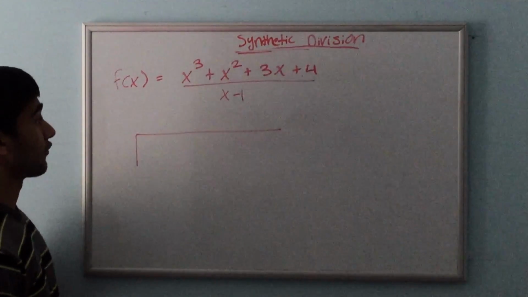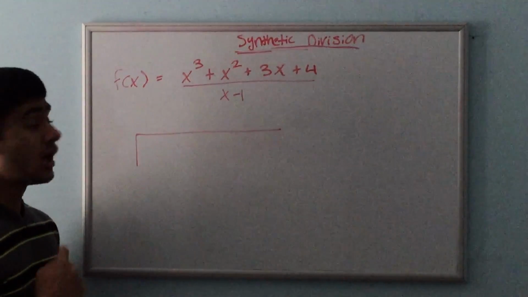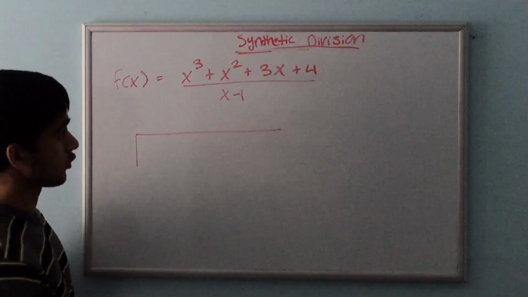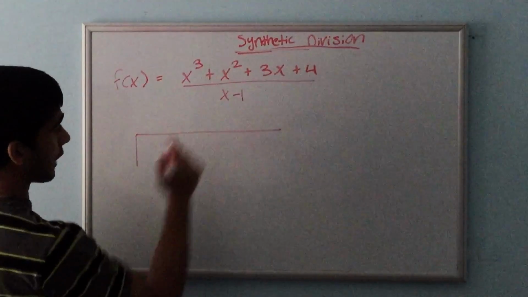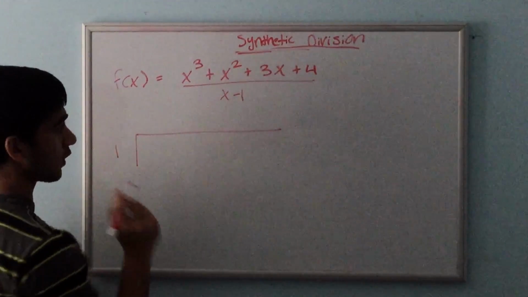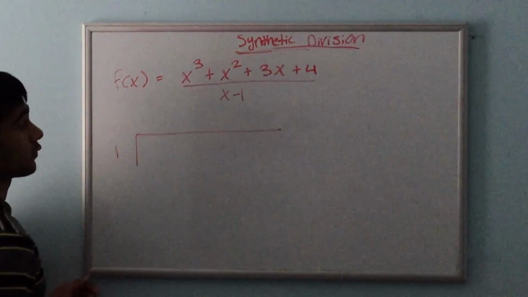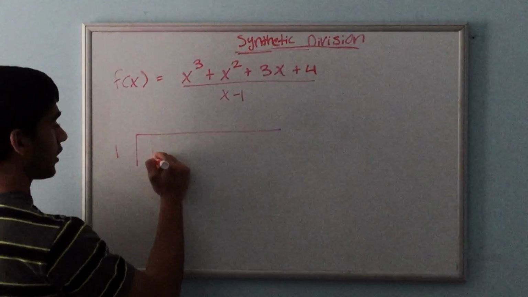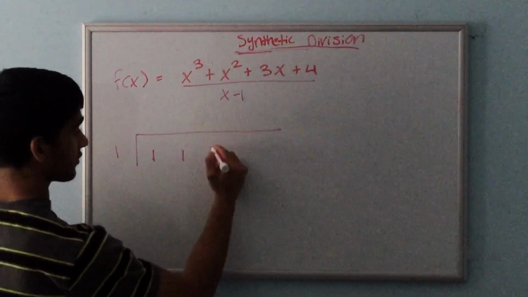Guys, sorry, I just want to clarify something about the coefficients after we do the synthetic division. So I wanted to give you another problem, and this problem is f of x equals x cubed plus x squared plus 3x plus 4 over x minus 1. Again, what goes here is the opposite of that, so we know that's 1, since 1 minus 1 is 0. Again, we have to write the coefficients. Since we started with x cubed, we have 4 coefficients now. The coefficient of x cubed is 1, coefficient of x squared is 1, coefficient of x is 3.